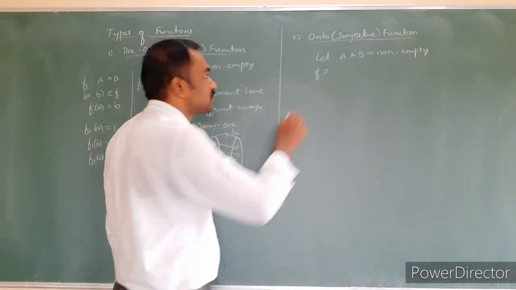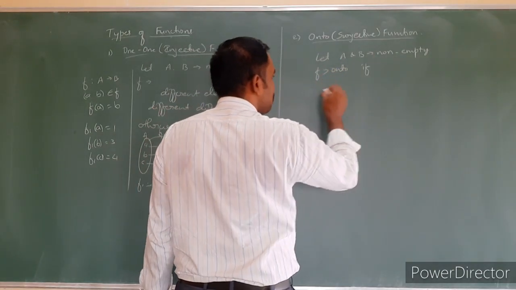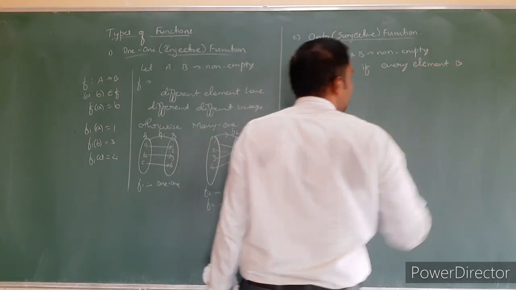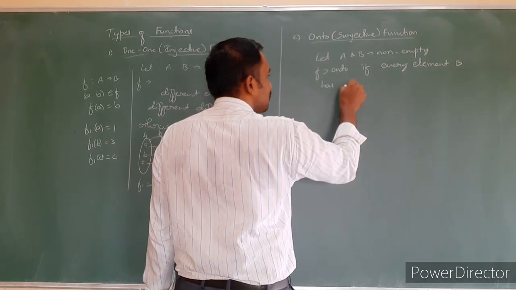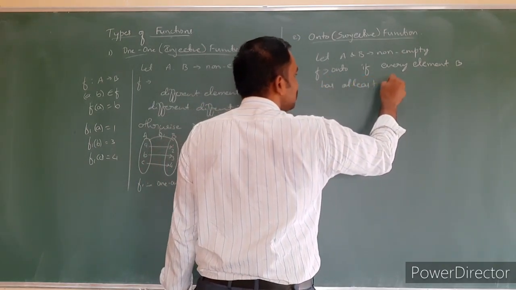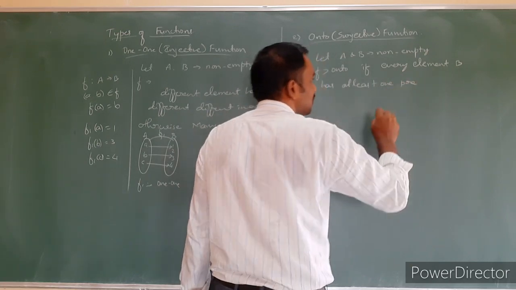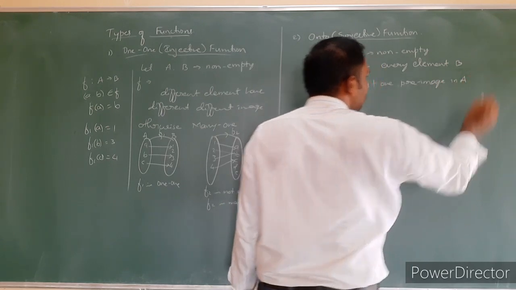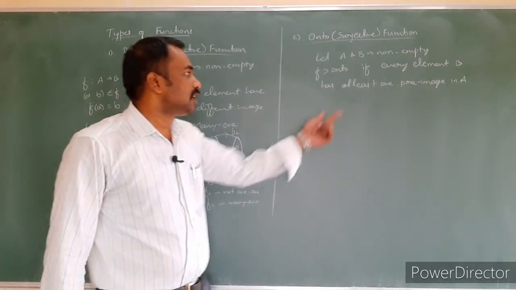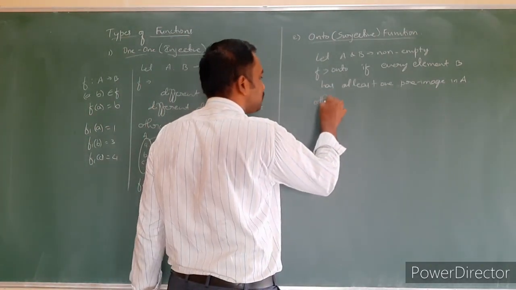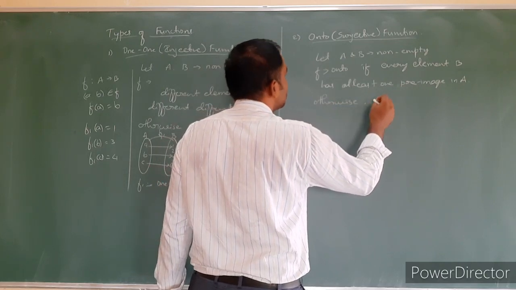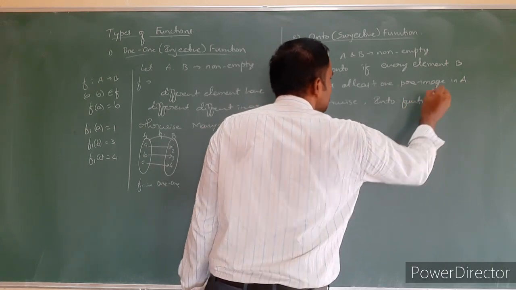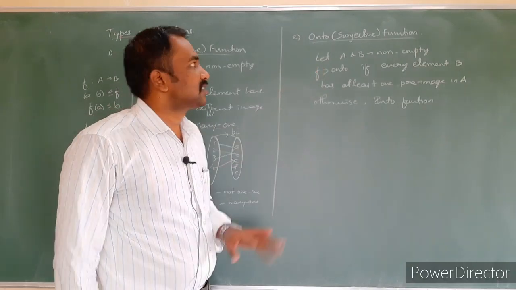When is f said to be an onto function? If every element of the set B has at least one pre-image in the set A, it is called an onto function. Otherwise, it is said to be an into function. And finally, just write down the definitions also. Okay. What is the onto function?